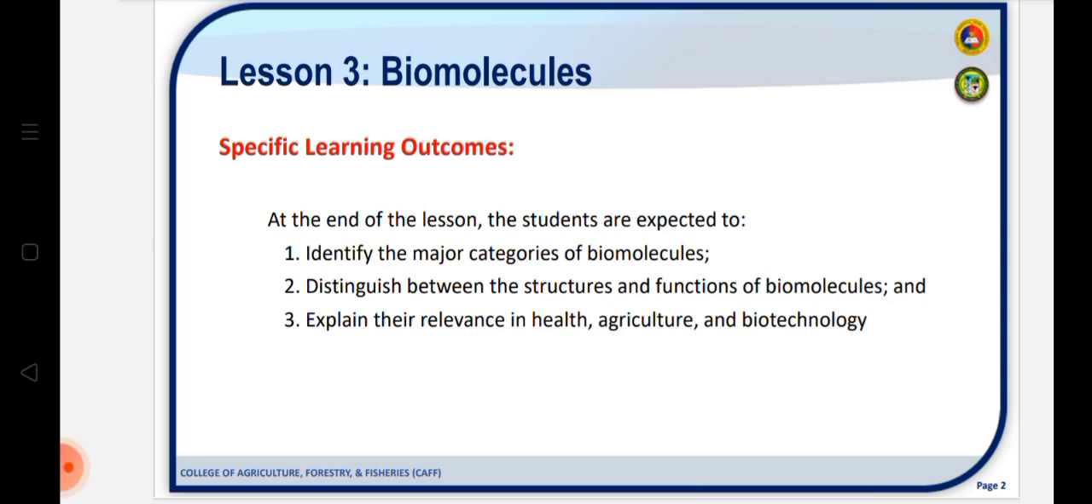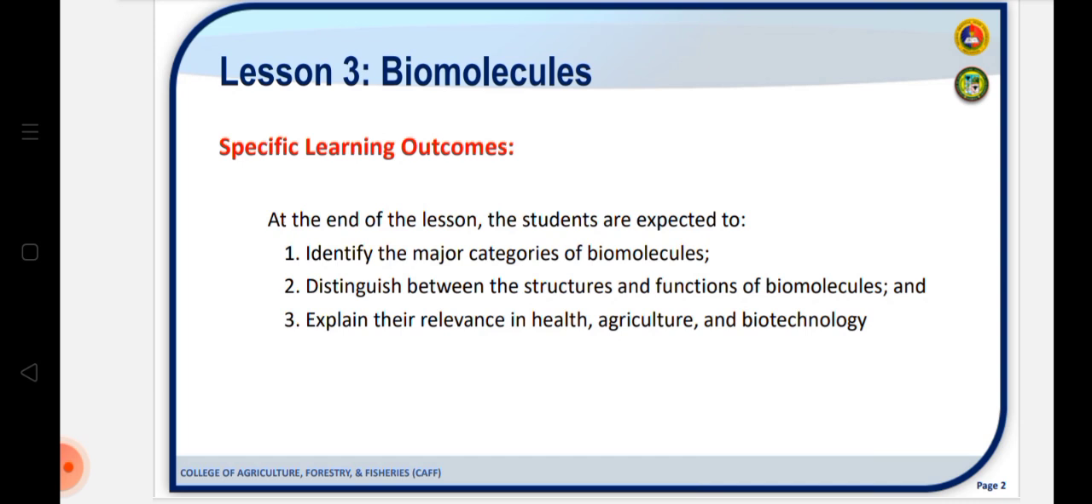Today, we're diving into lesson 3, all about biomolecules. This topic is foundational not just in biology but across disciplines like agriculture, forestry, health sciences, and biotechnology. So, before we explore the details, let's clarify what you're expected to learn from this lesson. These outcomes will guide our discussions and help you focus on essential concepts.